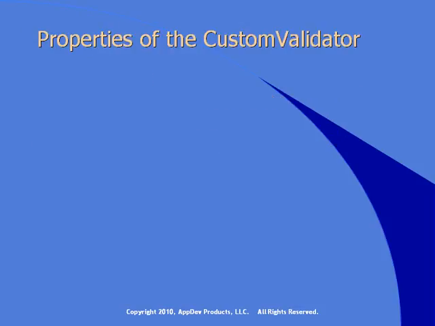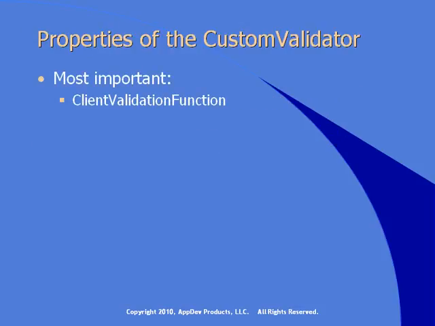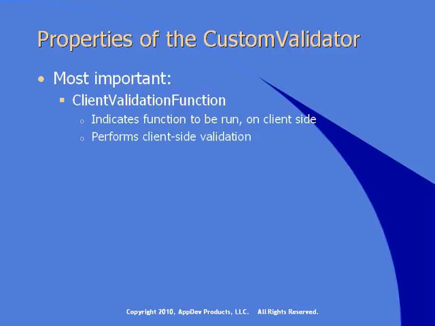Now, if you're going to work with the custom validator, you'll need to set the client validation function if you intend to use client-side validation. This indicates the function to be run on the client side, and it performs the client-side validation. So in this property, you'll enter the name of the JavaScript function that you'll be running on the client side.